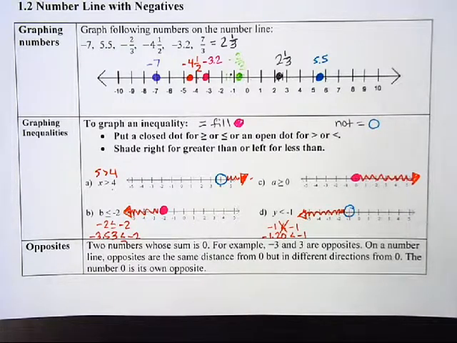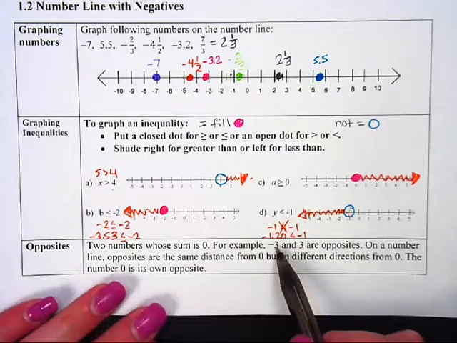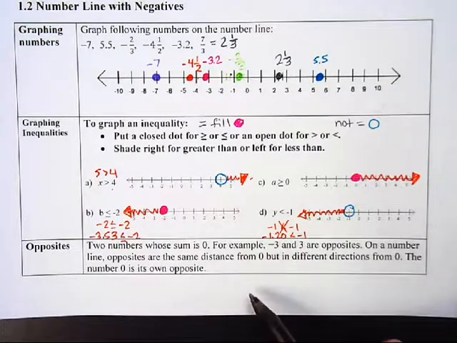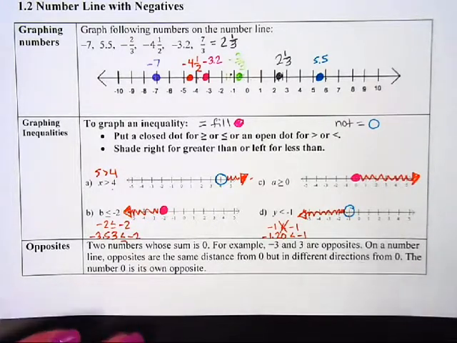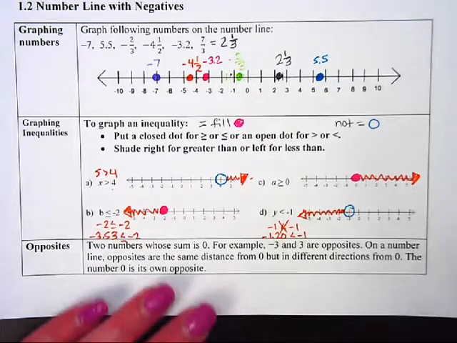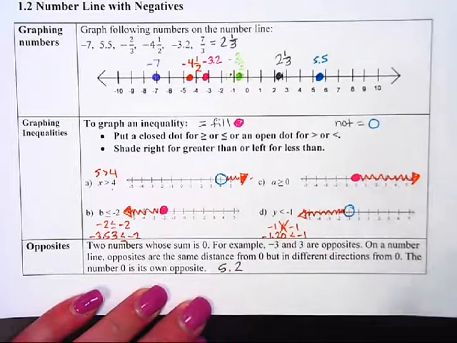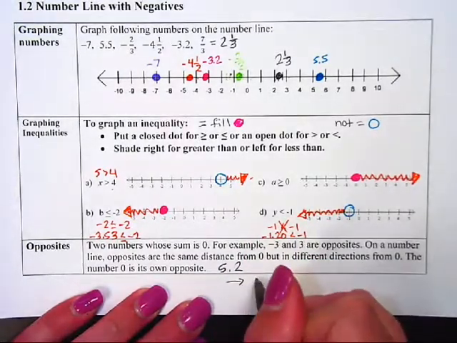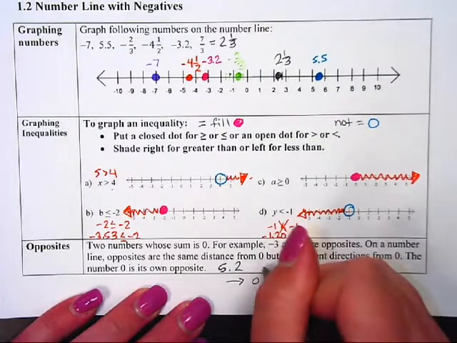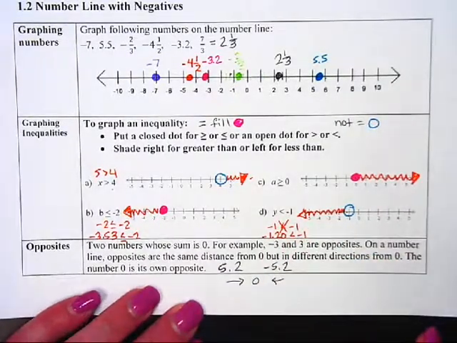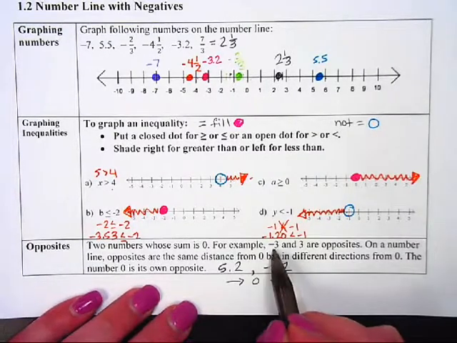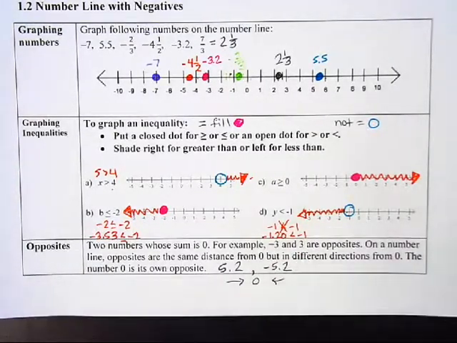The last thing in your notes today says the opposites are two numbers whose sum is 0. So for example, 3 and -3 are opposites. On a number line, they're the same distance from 0, but in different directions. So 0 is its own opposite. Again, if you want to give yourself another example, let's just go with 5.2. If I went 5.2 to the right from 0, the opposite of that in the other direction would be -5.2. My opposite is just the positive and the negative, or if I had -3, then +3 would be the opposite direction from 0. If it's positive, the opposite is negative, or vice versa.